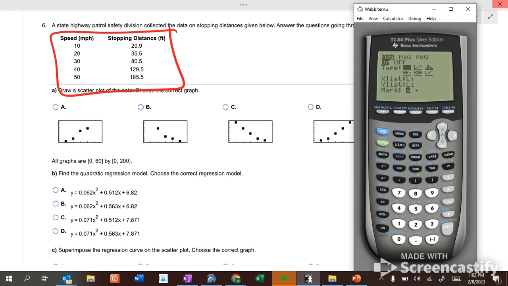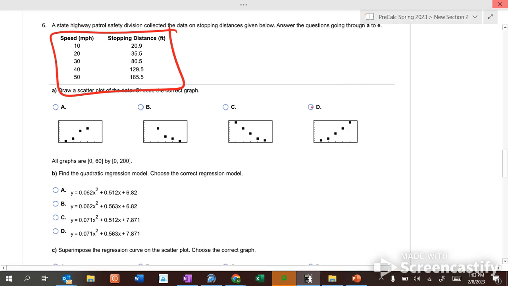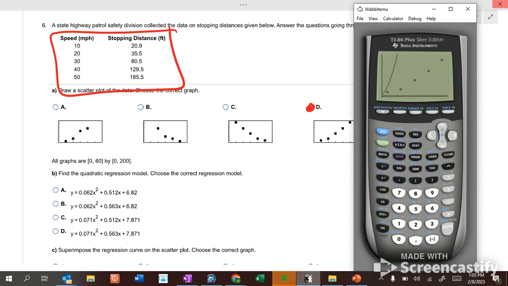Now, here's the magic that happens. We're going to push the word zoom, and then we're going to push number 9 for zoom stat. I got an extra function in there somewhere, graphed, but we'll get rid of that later. But your function looks like this, so you can tell which graph it is. It is obviously graph letter D.